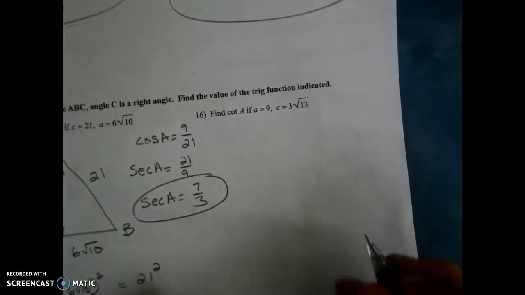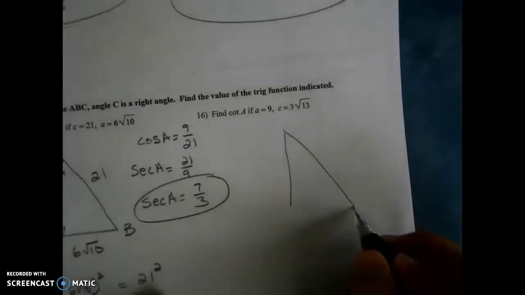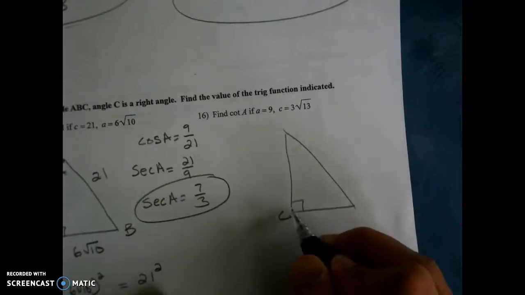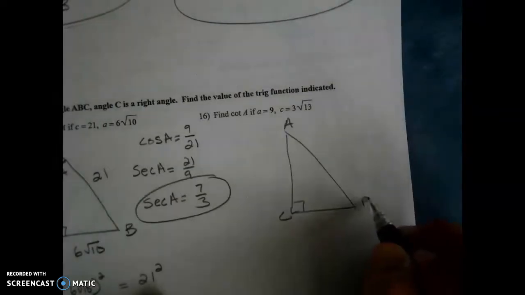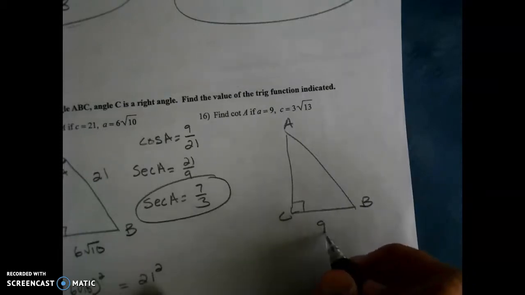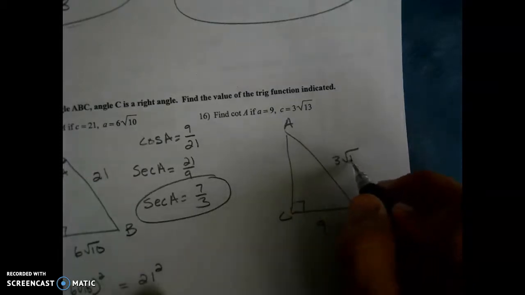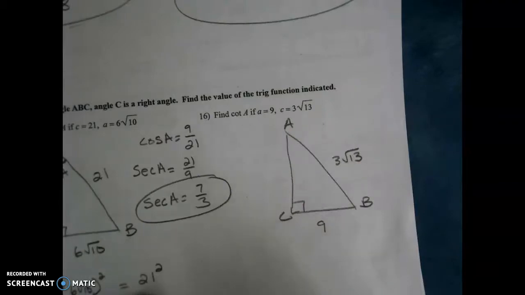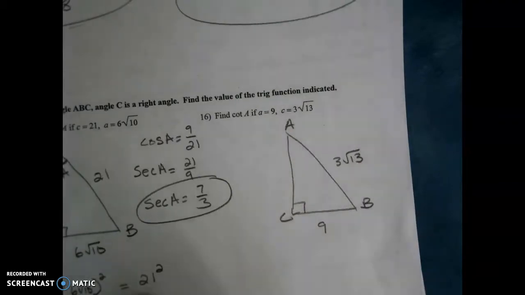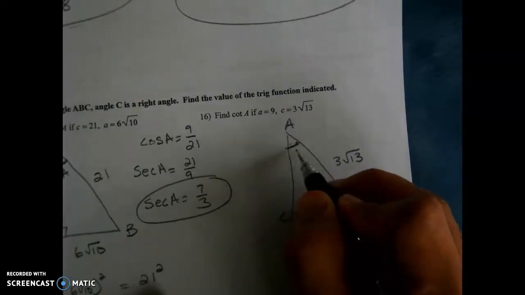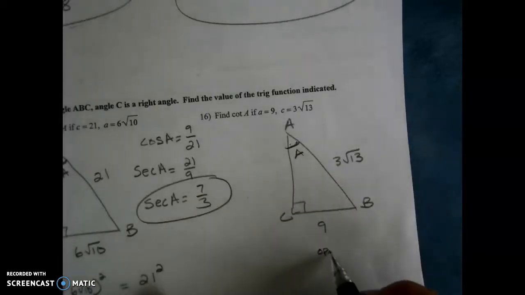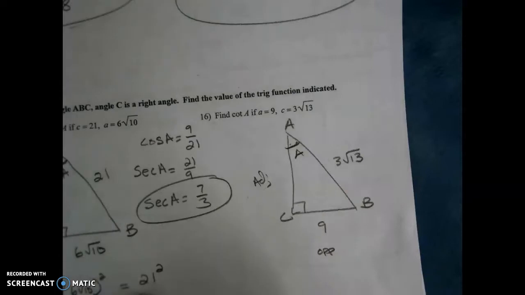Okay, number 16. Let's draw our triangle first again. Okay, here's C, A, and B. Okay, A is right here, C is right here. Okay, and we're asked to find the cotangent, but let's find the tangent first because cotangent is just the reciprocal of tangent. So the tangent is opposite over adjacent. So if our angle is right here, this is our opposite. Here's our adjacent. We need that adjacent side.